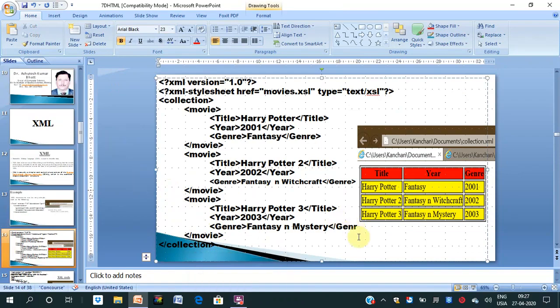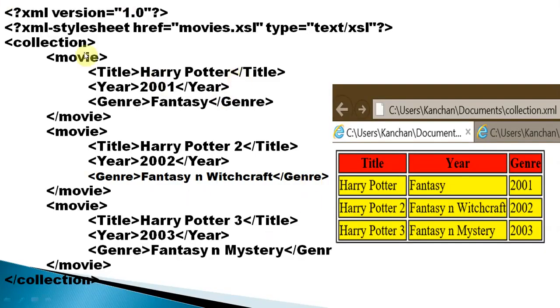So you can see movie 1, movie 2, movie 3. Accordingly we have three rows, and we write movie and movie closed, movie and movie closed, and movie and movie closed. We have three titles, genre and year. The title, then the genre is last; there is some mistake, it should come here. So title is closed and year is started and year is closed. Genre is started and genre is closed. The same structure is here in the second row and the same structure in the third row.